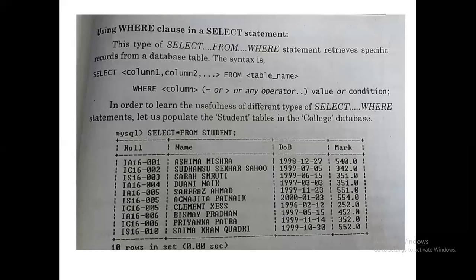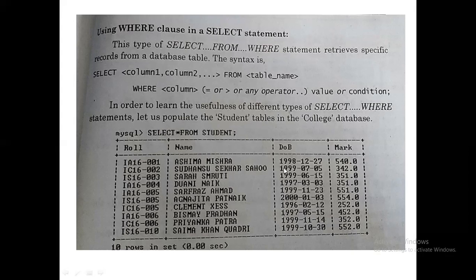Using where clause in a select statement. This type of select from where statement returns specific records from the database table. The syntax is select column 1, column 2 from table name where column equal to, or greater than, or any operator, value or condition. In order to learn the usefulness of different types of select where statements, let us populate the student table in the college database. So this is the student table.